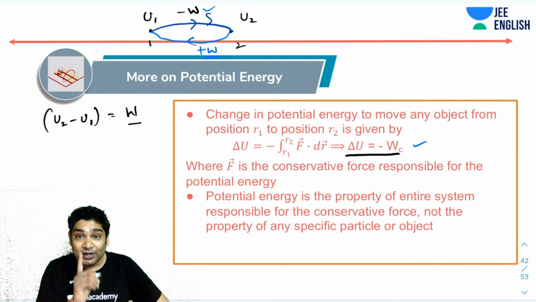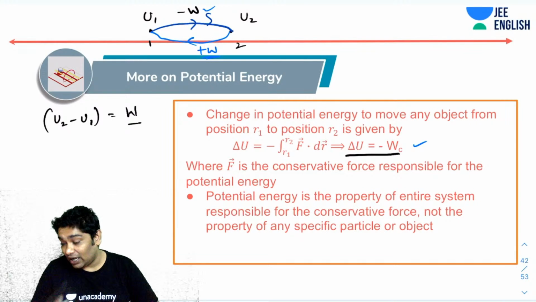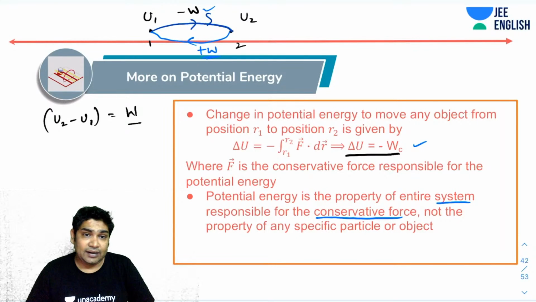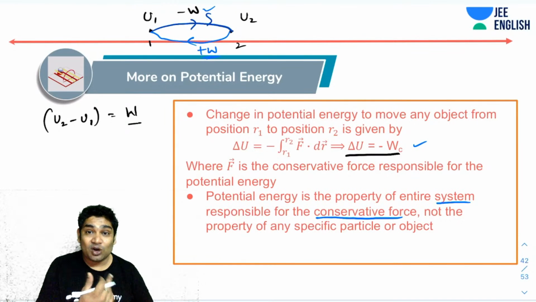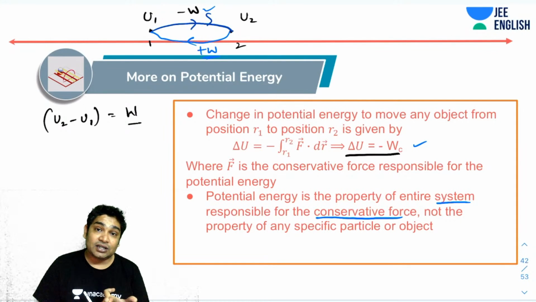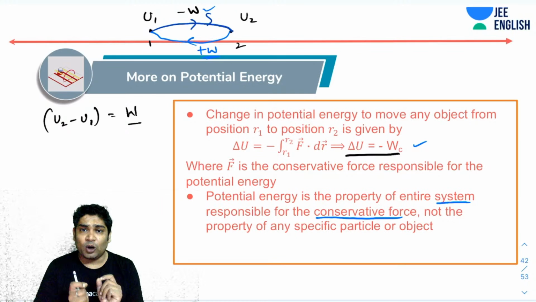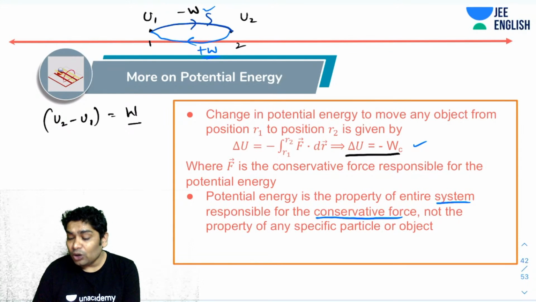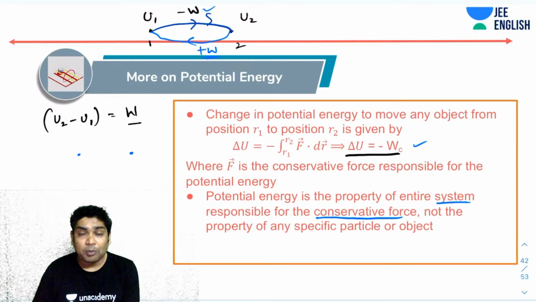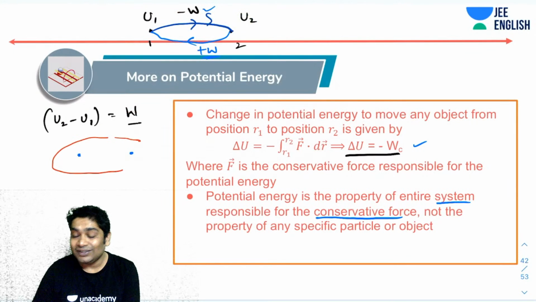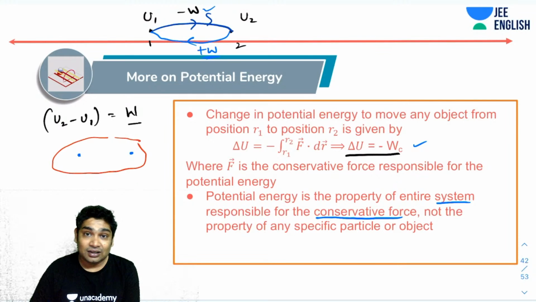The potential energy is a property of an entire system responsible for the conservative force. I told you, whenever a force arises, it arises from interaction of two bodies. There have to be at least two bodies which undergo some kind of interaction. It may be gravitational, electromagnetic, or nuclear interaction. So potential energy is not a property of a single body, but a property of the entire system of bodies which give rise to this force. It will be a property of both these masses if they are producing a conservative force.